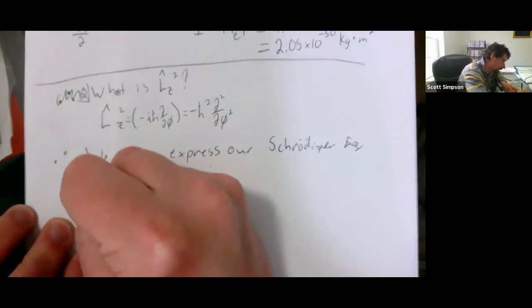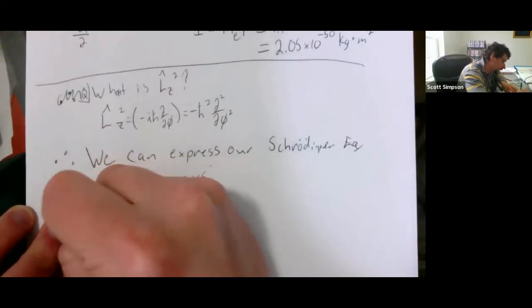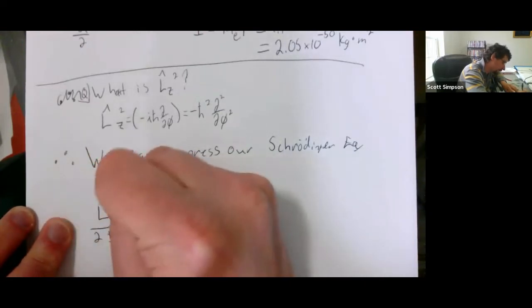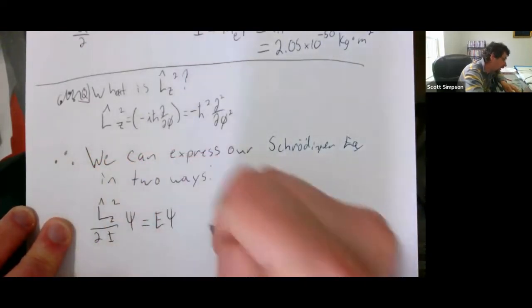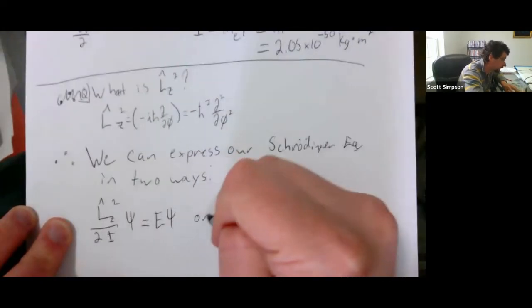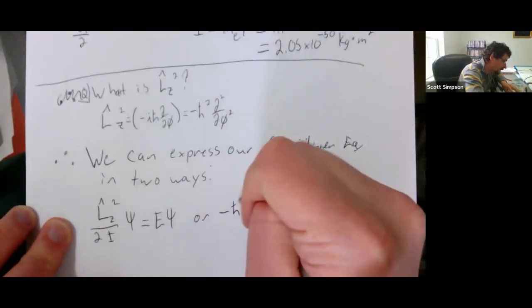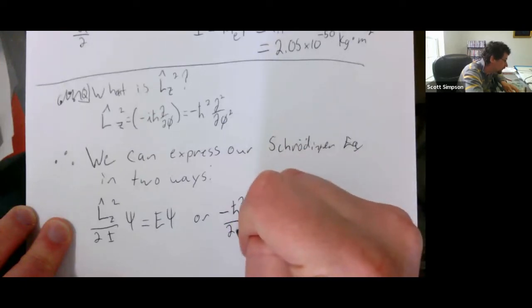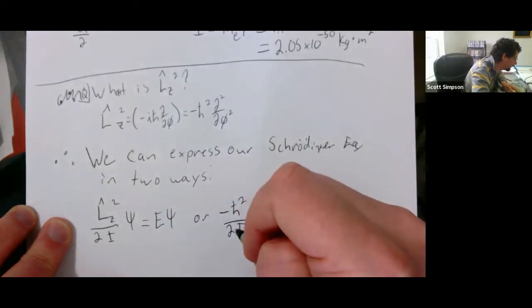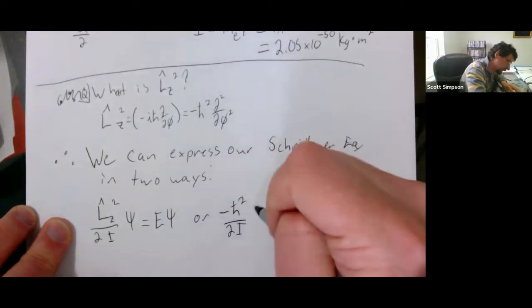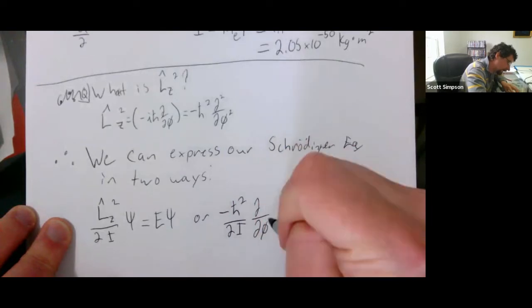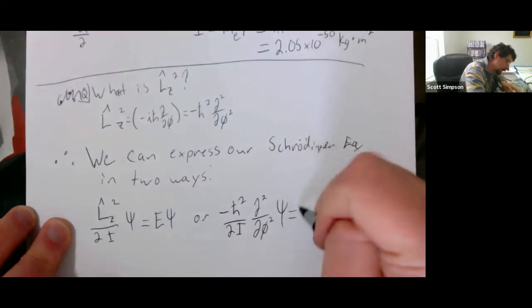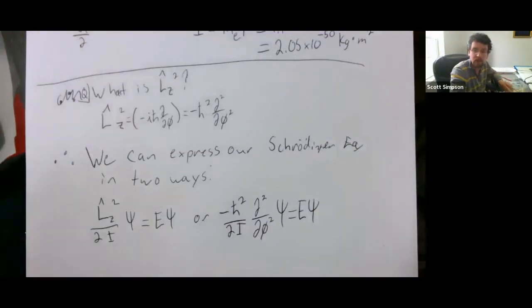We have that Lz squared over 2I, or we can represent it as negative h bar squared over 2I, I think we need m in there. No, we're okay that way. d squared by d phi squared of psi is equal to E psi. Personally, I like the second way more, so we're going to go along with it. I think your book goes along with it.